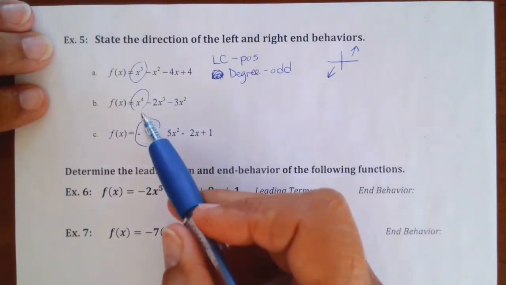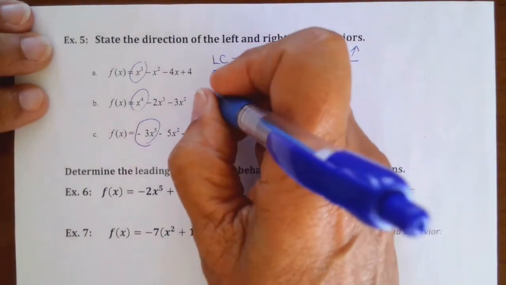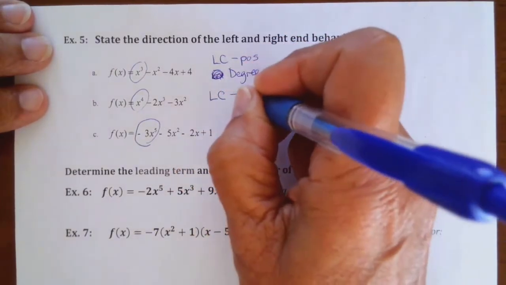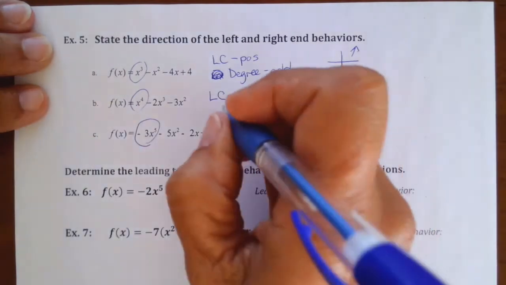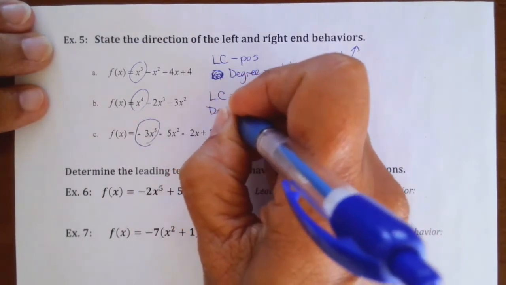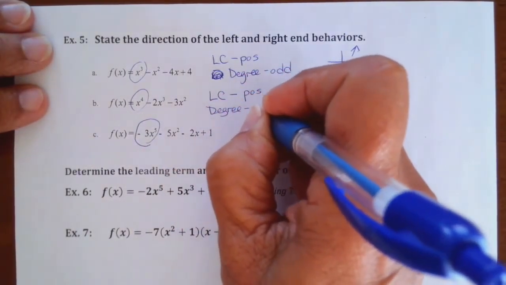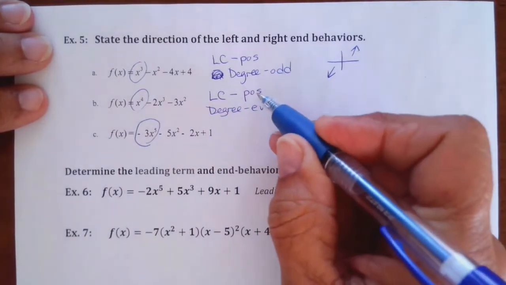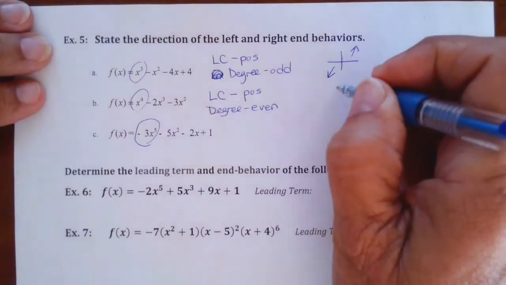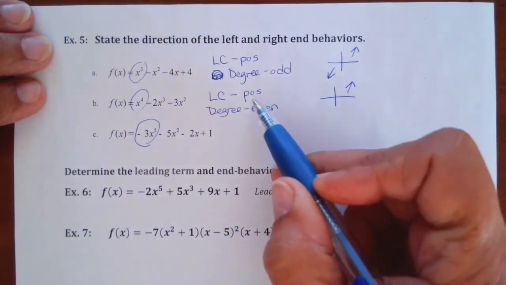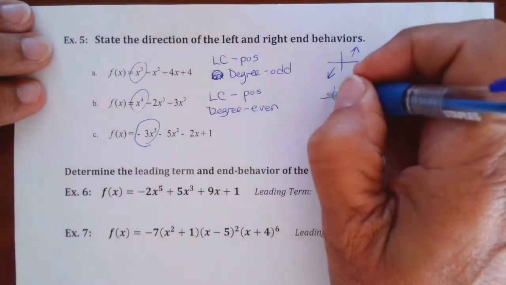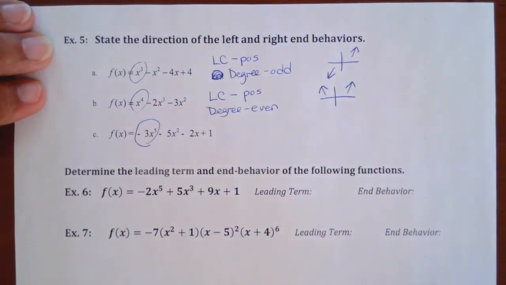All right, let's look at part B. We got the leading coefficient first, which is positive. It's a 1. All right, these were both 1s. But this time the degree is even. So again, the leading coefficient, you always start with the right side. So it's going up because that's positive. Since the degree is even, that tells you the left side will also be going up in the same direction.